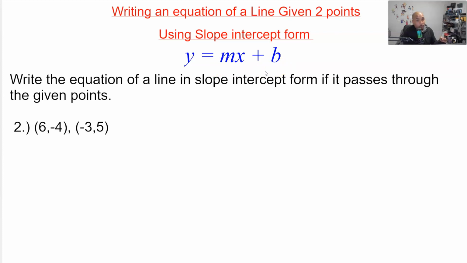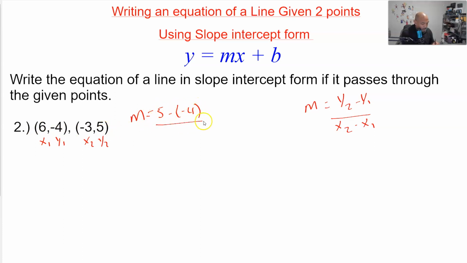So just like before, we still need our slope, so we're going to find our slope. All right, so we're going to go ahead and use our slope formula again. m is equal to y2 minus y1 over x2 minus x1. All right, we can make either one of these x1, y1 and x2, y2. I just typically go with the first one, and then we go ahead and go m is equal to 5 minus negative 4 over negative 3 minus 6.